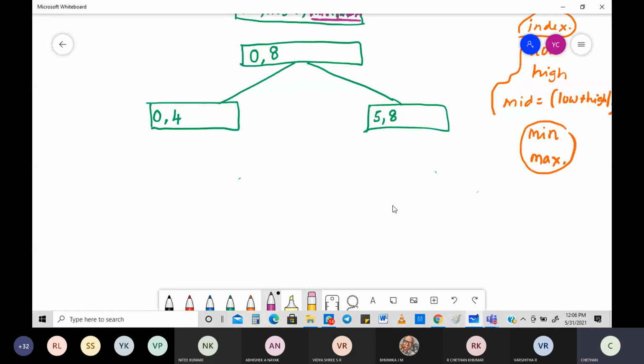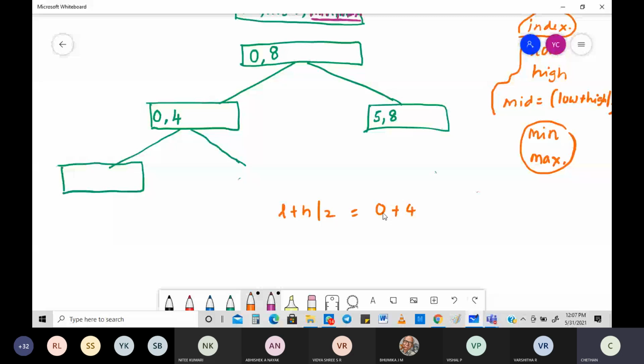Now let's go back and check the values you have done. Now again we need to split this into two parts. We always want to split this into two parts. Again we are going to take low plus high divided by 2. What is low here? 0 plus high is 4, divided by 2. So what is the value you get? Up to midpoint is equal to 2. So my elements here will be starting from 0 up to 2.